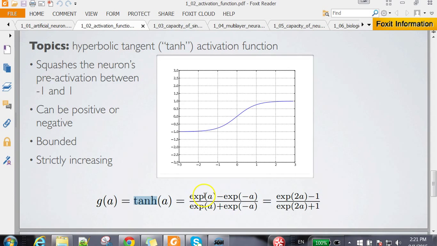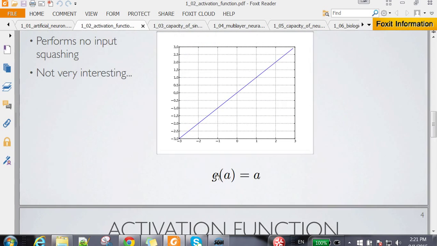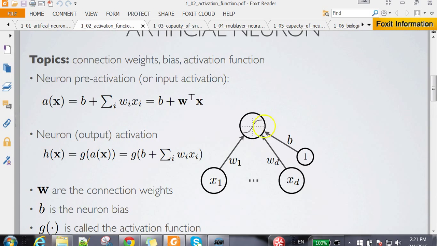Now, I hope you know that this means e to the a, and this means e to the minus a, this means e to the minus a, this means e to the a. So here's a minus, here's a plus. Remember, a is the input, what's going into the neuron, and then we do the hyperbolic tangent of whatever we get as the input, and that's going to be the output.